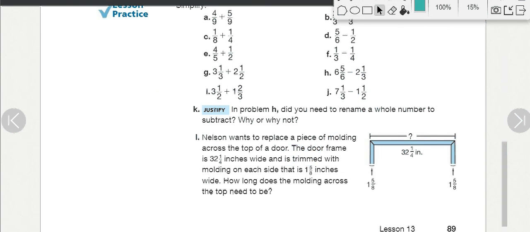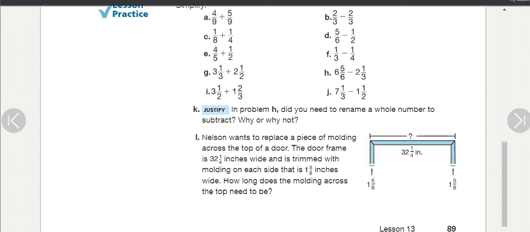Which one should we do? Let's do C, D, H, J, and L, please. Those 5. Do your best.